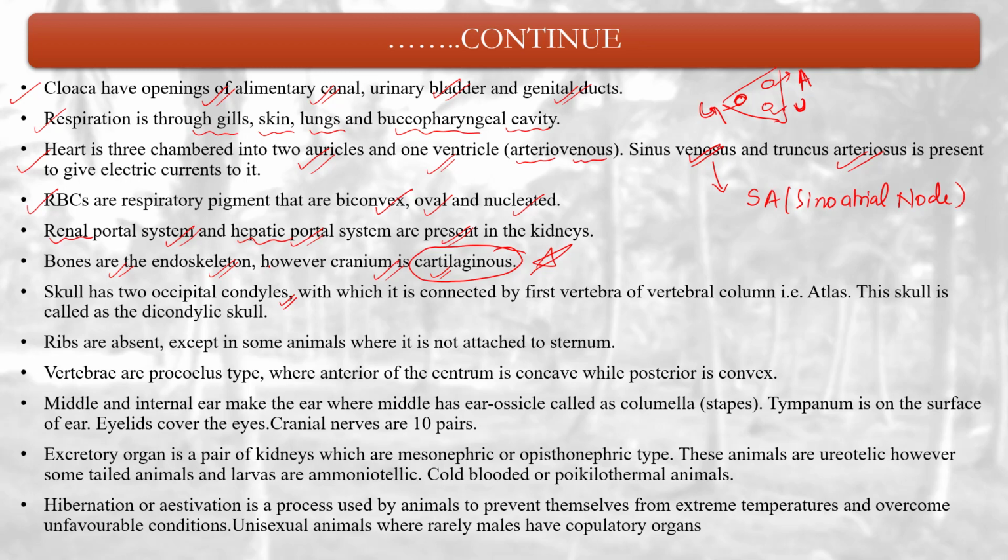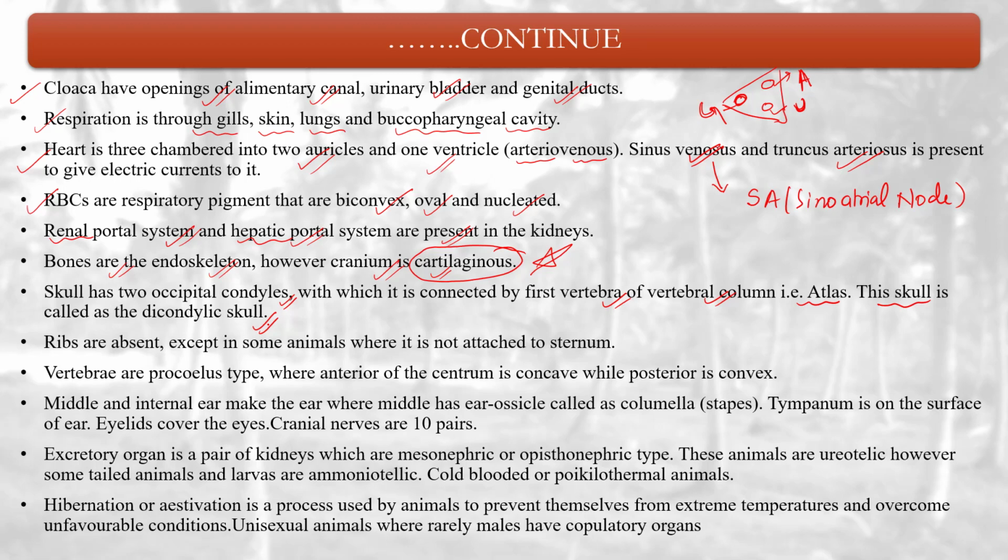And we compare the amphibians. Amphibians have two occipital condyles, but in case of fishes, either they did not have occipital condyles, or if they have, they are monocondylar, connected with the first vertebra of the vertebral column, that is atlas. I already told you. This skull is called the dicondylic skull, and this type of skull is known as what? Dicondylic skull. So please remember this term.